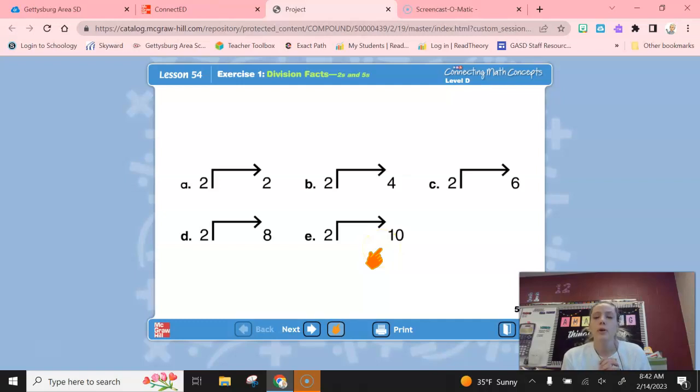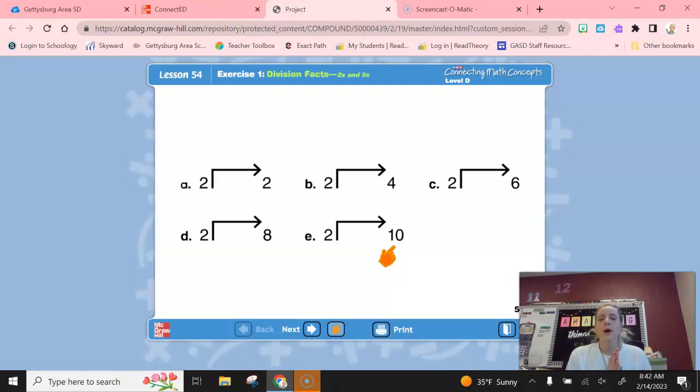2 groups of 2. C, 2 times what number gives you 6? 2 groups of 3. D, 2 times what number gives you 8? Could have 4. 2 times 4 is 8. And E, 2 times what number gives you 5? Let's say 5. 2 groups of 5 is the same as 10. Oh, sorry. 2 times what number gives you 10? I gave you the answer. It's 5.